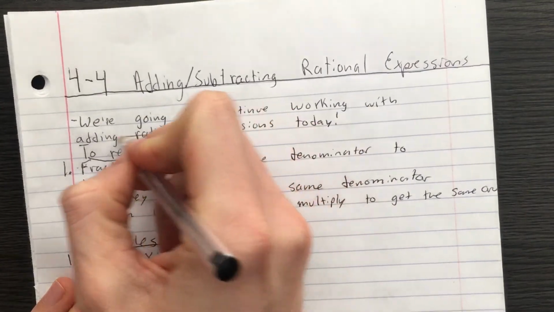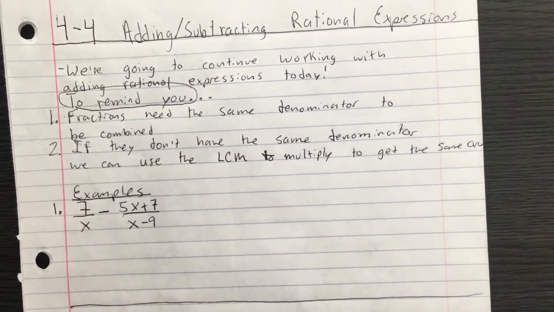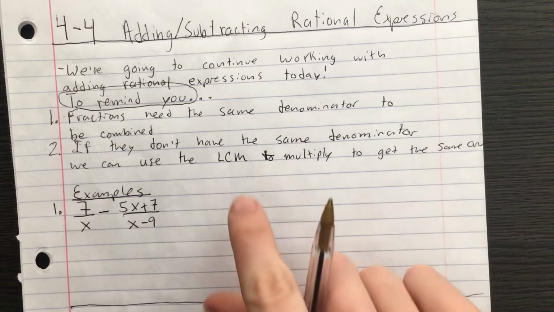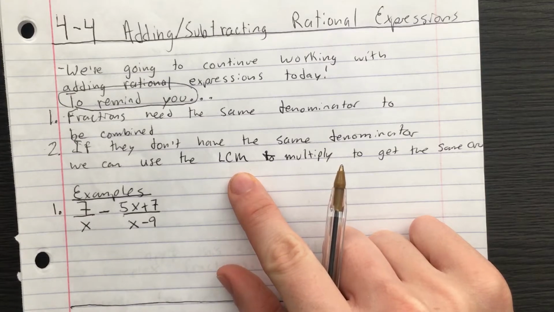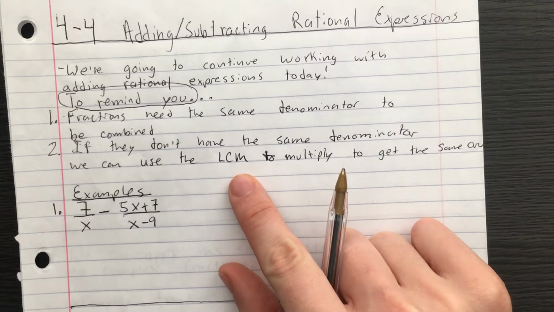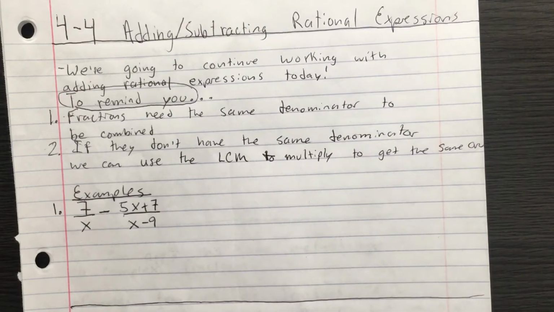For us to add fractions together, they have to have the same denominator to be combined. So if they don't have the same denominator, we can find the least common multiple. We can multiply each one to get it to that, and then we can combine those two. So we're going to look at some different types of examples of these and give you some intuition for how to do this.